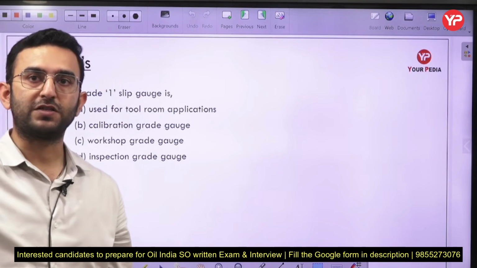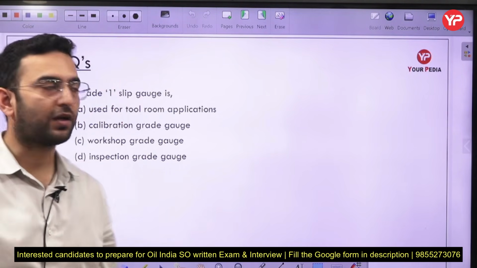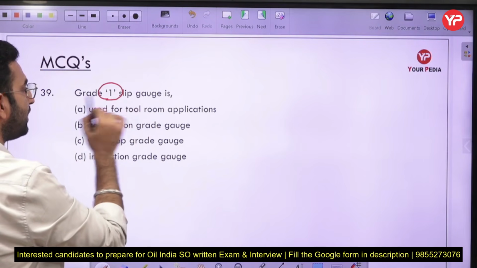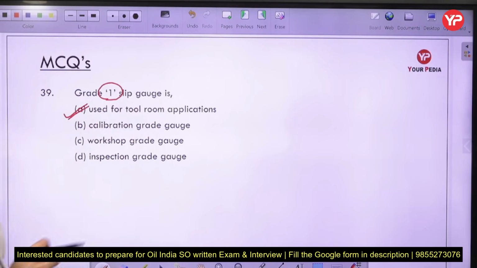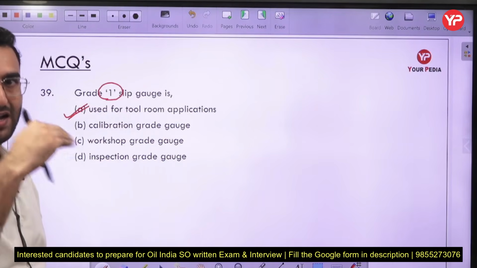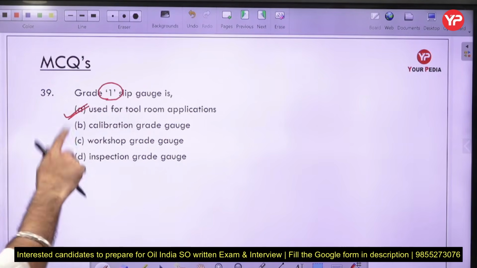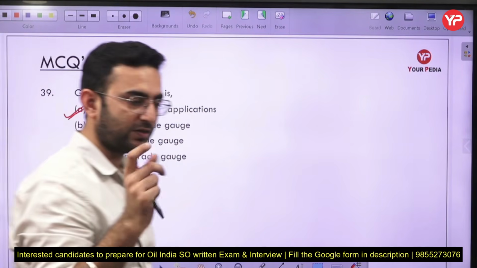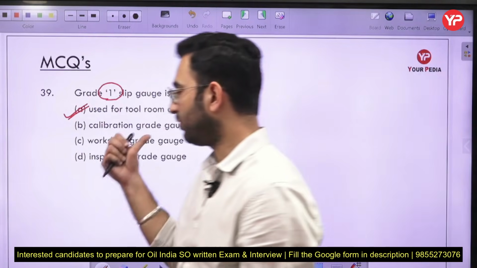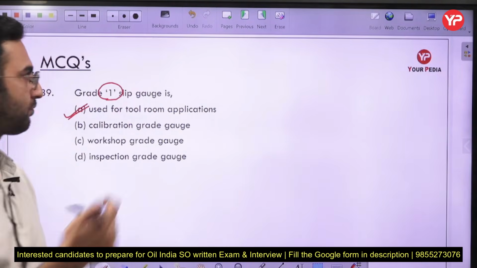Some are used for precision work, and some are used for rough work here. For example, if we have the grade 1 slip gauge, it is used for tool room applications here. Just remember that this is a high level question from the metrology part, which is generally not covered by the students here. So you have to remember this condition.